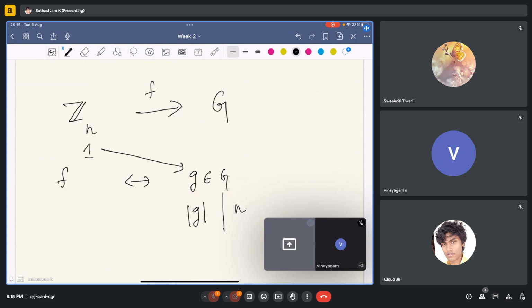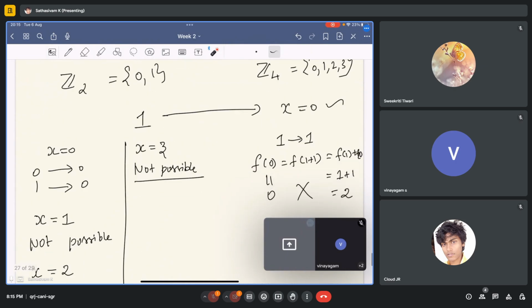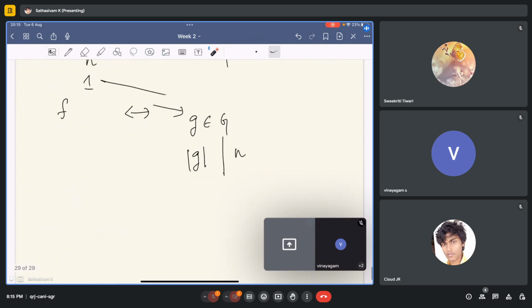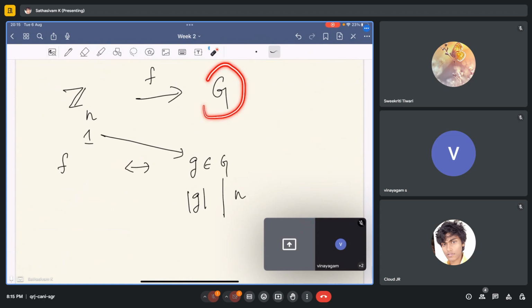And you can check those are all different, because the generator maps to different elements, and you can prove it is a homomorphism. But what you have to observe is the order of g has to divide n. Otherwise, you will end up with a problem like this. The same kind of problem will come up. So the number of homomorphisms is basically the number of elements of G whose order divides that particular n. Is that clear?